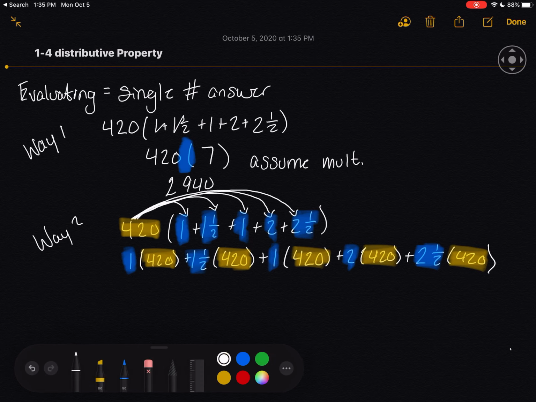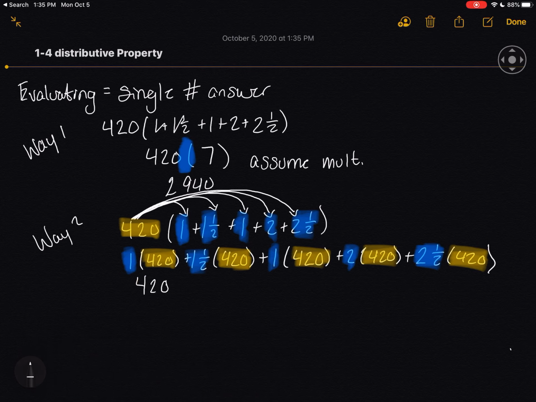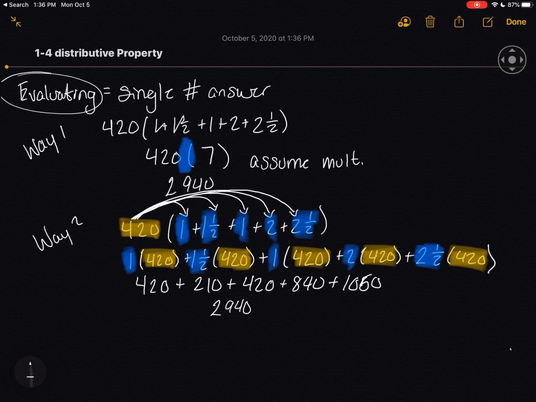And that 420, I multiplied by absolutely everything on the inside. I didn't just apply it to the first term, I applied it to absolutely everything, which would give me 420 plus 210 plus 420 plus 840 plus 1,050. And that would give me that same answer of 2,940 when I add all those numbers together. So either of these ways works when you are evaluating and finding a single number answer. However, sometimes we're not always going to have that.